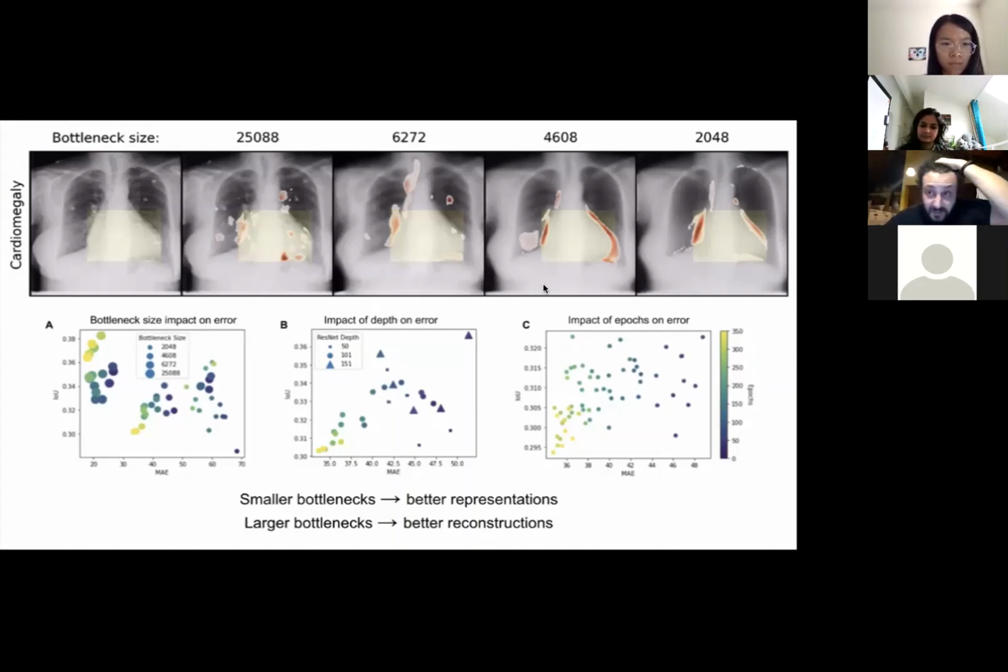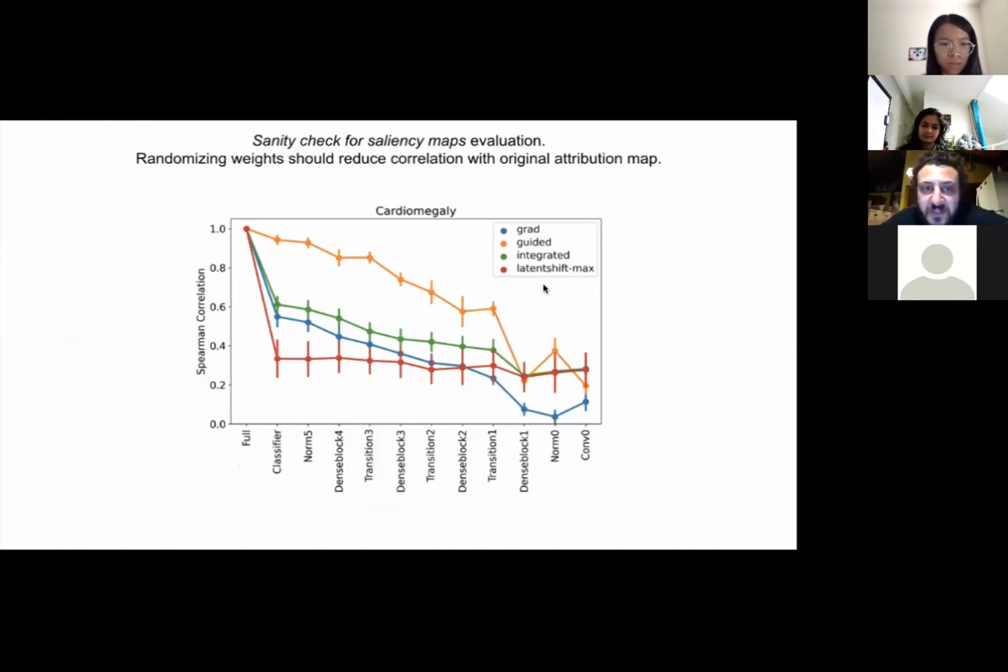Another analysis we did was the analysis and sanity checks for saliency maps, where the idea is that if you're randomizing the weights of the classifier, starting from the classifier layer and going all the way back towards the first layer of convolutions, the saliency maps generated by that model should have less and less correlation with the saliency maps generated using a classifier with all of its weights intact, right? So you could say a model with all random weights should have a saliency map with no correlation with the trained model's saliency map, right? That's the idea. And so that's this part over here.